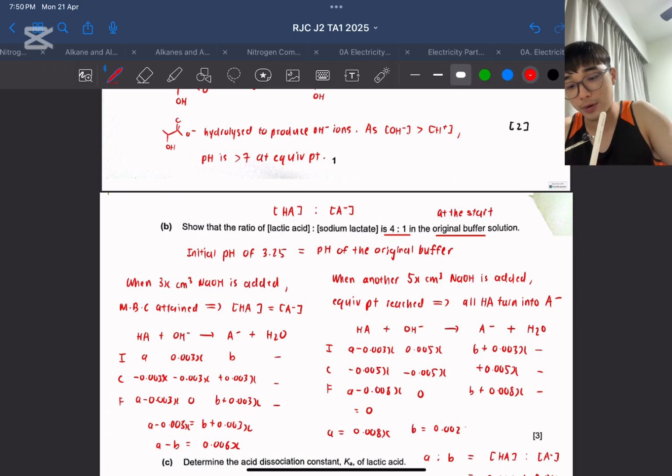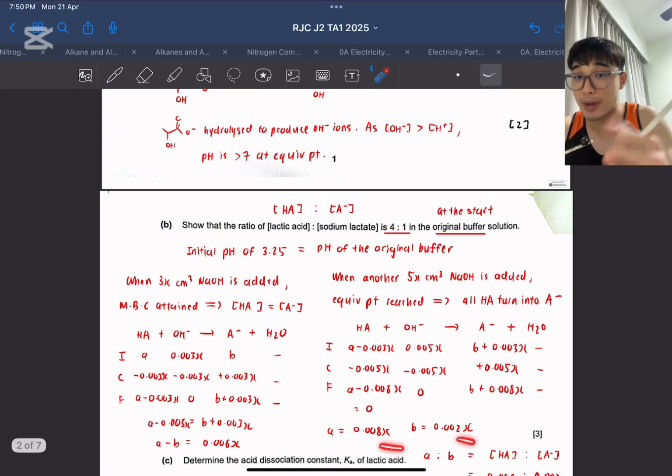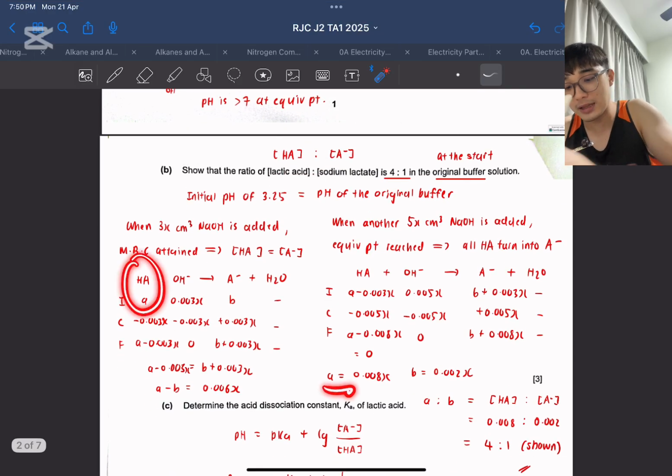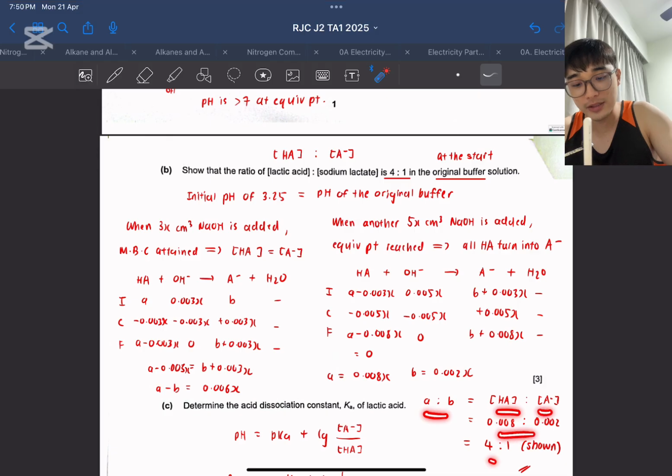Now, can I use that to find B? Yes, because based on our simultaneous equation from earlier, A minus B is this. So that means B must be 0.002x. Now, the x doesn't matter here because we're trying to find the ratio. So A represents the acid, B represents the conjugate base, A is to B gives us a ratio of 4:1.